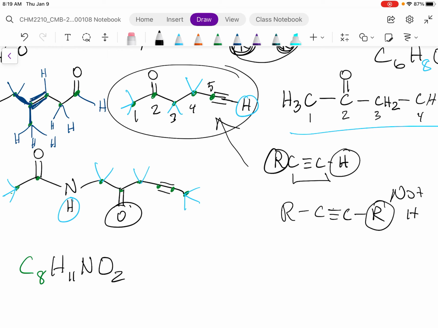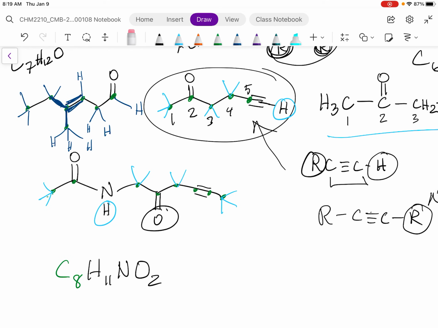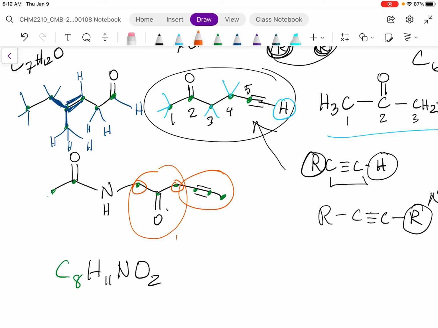So when we take a look at this molecule here, if we clean it up a little bit, what functional groups are present? Well, we've already said that guy right there is an alkyne. This guy right here, that's a ketone, because you see how it has 2 carbons directly attached to it? That's a ketone. And then what is this guy called? That is called an amide.